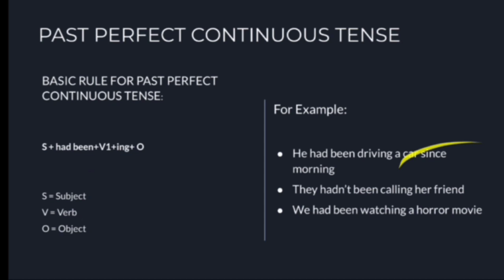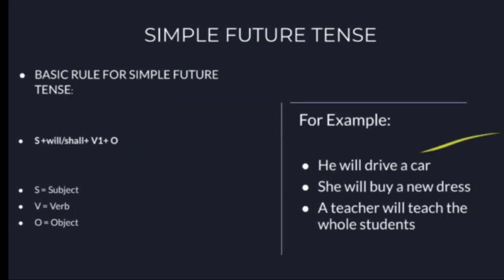And now we have some more examples, such as: he had driven a car, she had eaten snacks before dinner, had they run very fast. We have past perfect continuous tense. Basic rule for past perfect continuous tense: subject plus had been plus verb's first form plus ing plus object. For example, he had been driving a car since morning, they hadn't been calling her friend, we had been watching a horror movie.